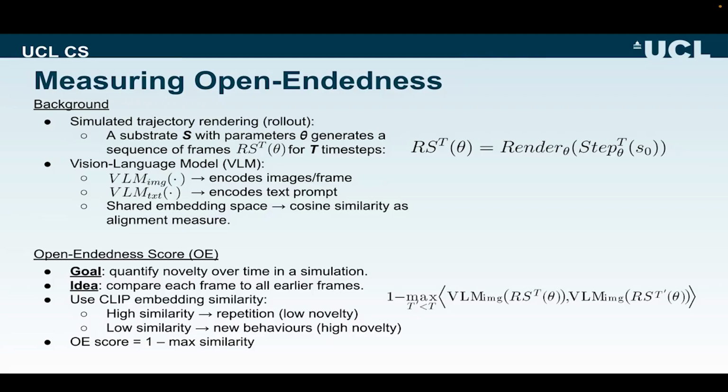For any given frame in our simulation video, we use CLIP to compare its similarity to all of the frames that came before it. The OE score is simply 1 minus the maximum similarity found. So a high score means the current frame is visually very new compared to the simulation's history, indicating that novel behaviors are still emerging.